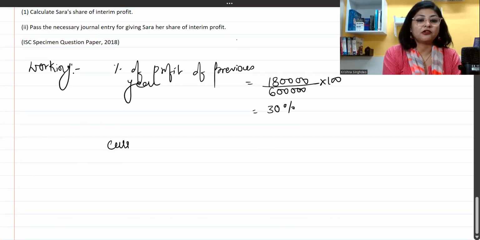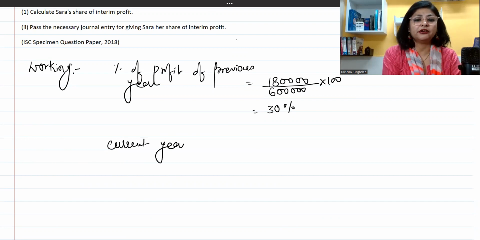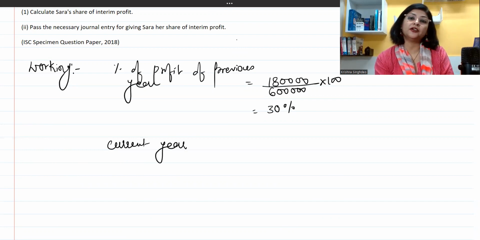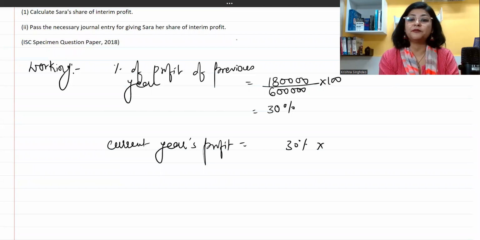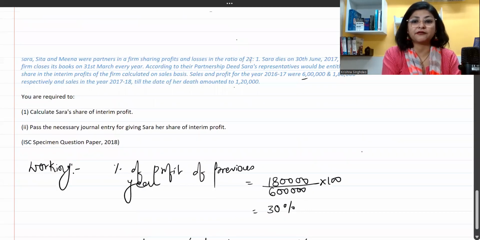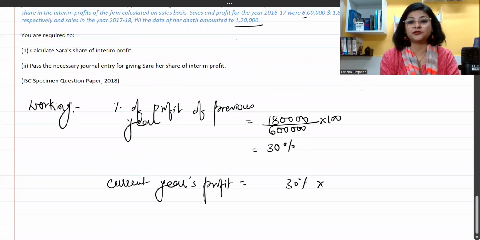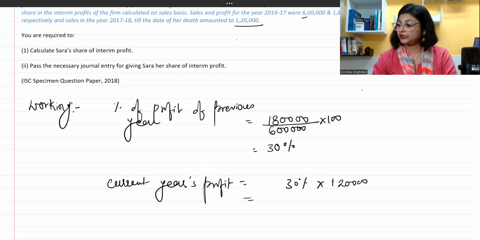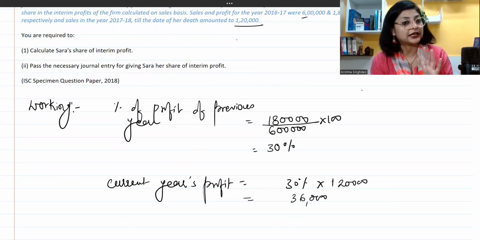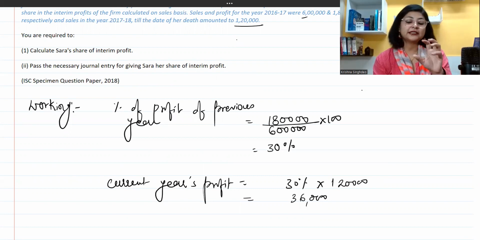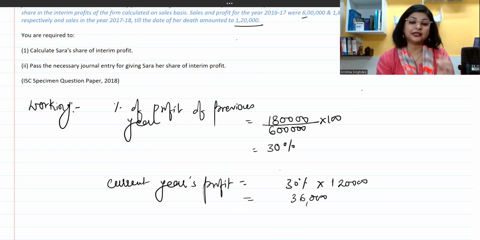The current year's profit, how are we going to calculate? We have been given the sales or turnover till the date of Sarah's death. So current year's profit is going to be 30% multiplied by the sales of current year. The sales of current year is given over here. It is 1,20,000 rupees, and 1,20,000 multiplied by 30% is 36,000 rupees. But students, do remember this 36,000 is not Sarah's share. It is the profit of the firm. So we have to calculate Sarah's share.